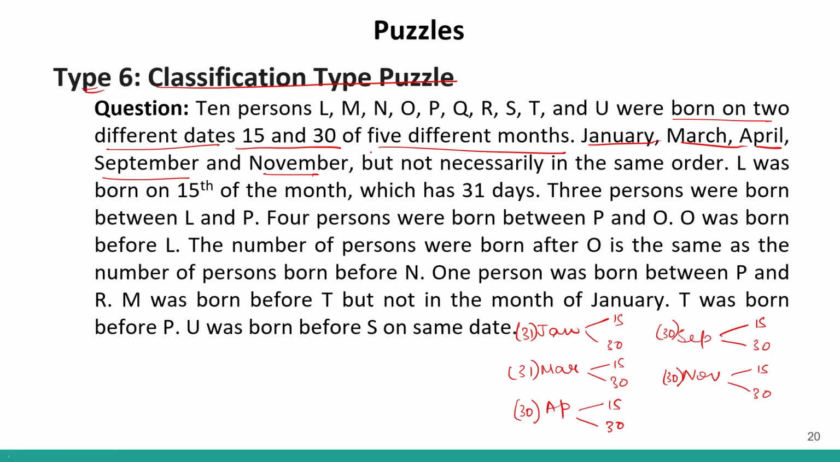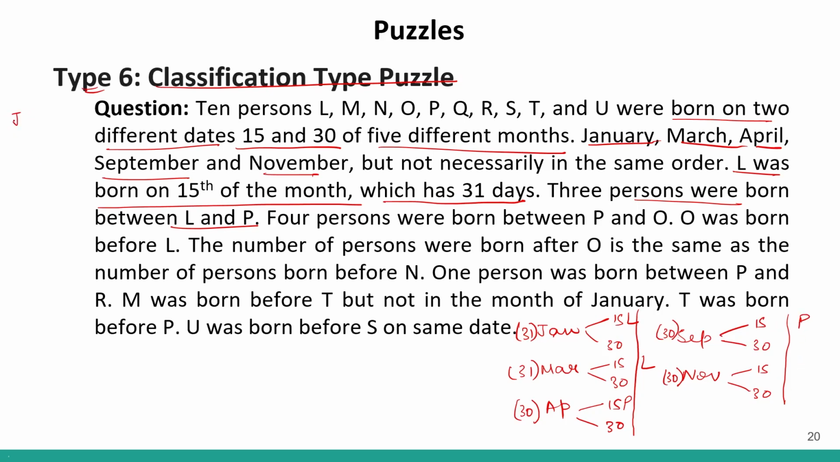Now let us fill the information. L was born on 15th of the month which has 31 days. So 2 conditions now. L can be born in January, or L can be born in March, because he is born on 15th of a 31 day month. So either in January or in March. Two options. Three persons were born between L and P. So if three persons are born, 1, 2, 3, we will have P over here. 1, 2, 3, we will have P in September. This is for the second one.